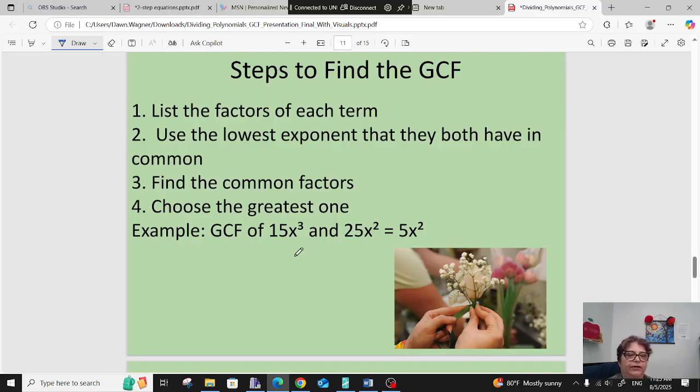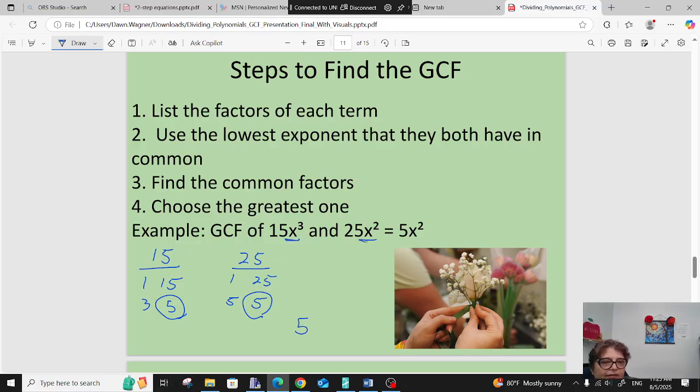So, like here, I have 15x to the third and 25x squared. For the number 15, the factors are 1 and 15, 3 and 5. For 25, the factors are 1 and 25, and 5 and 5. What's the biggest number they both have in common? 5. What's the lowest exponent on here? X to the second power. So 5x to the second power is considered the greatest common factor.